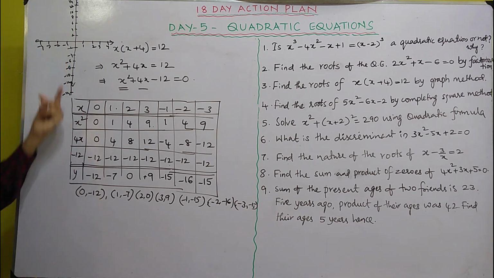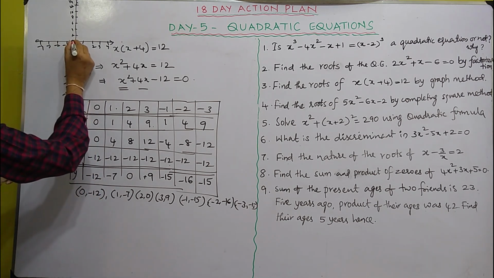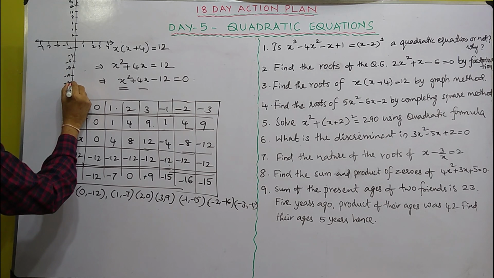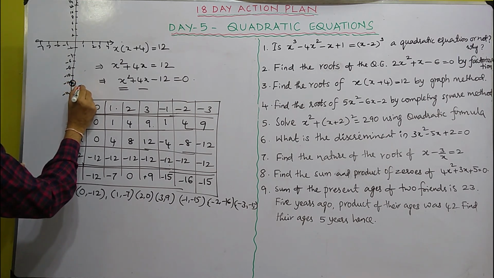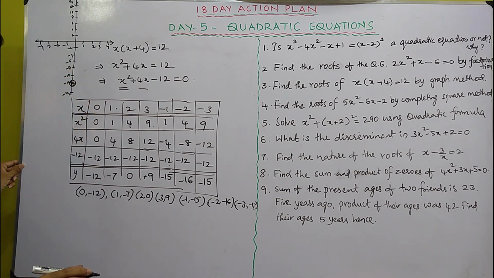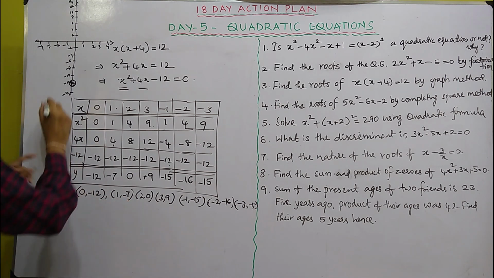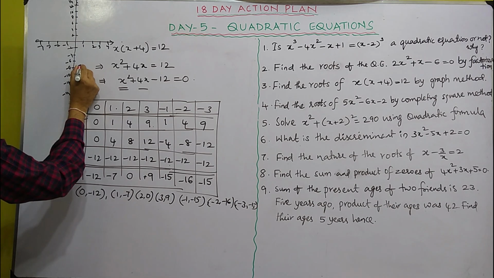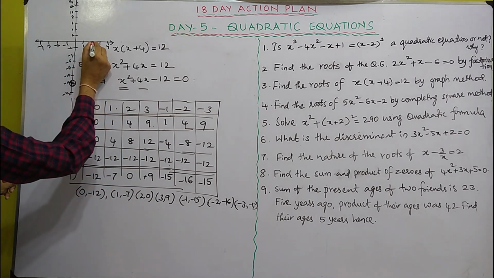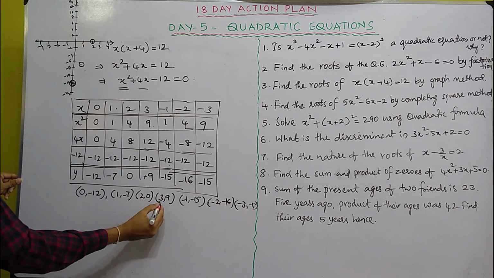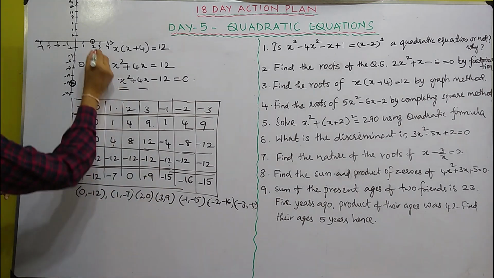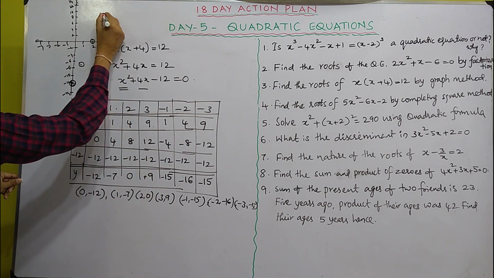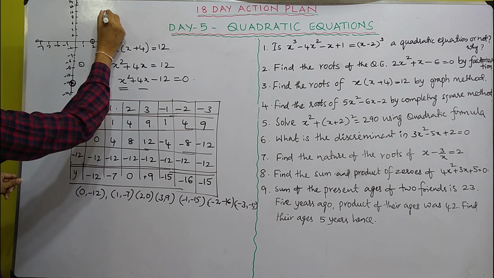Marking these points in the graph, let us see 0 comma minus 12. 0 comma minus 12 is something here. You have to write it here, but because it is very small, I am not writing. Please consider 1 comma minus 7. So 1 comma minus 7 is here. Next, 2 comma 0. 2 comma 0 is here. Next, 3 comma 9. So 3 comma 9 is here.